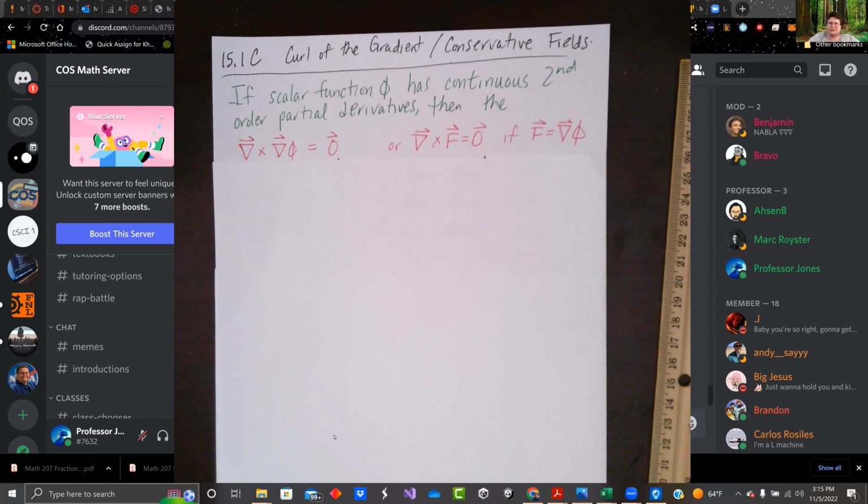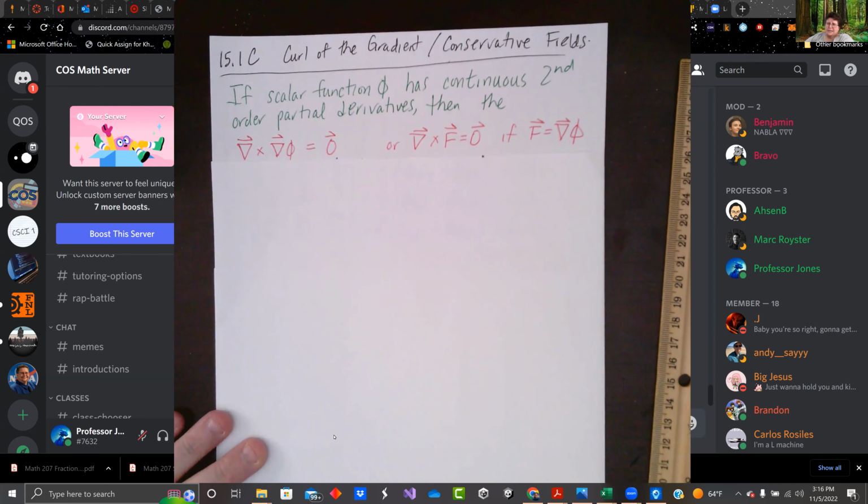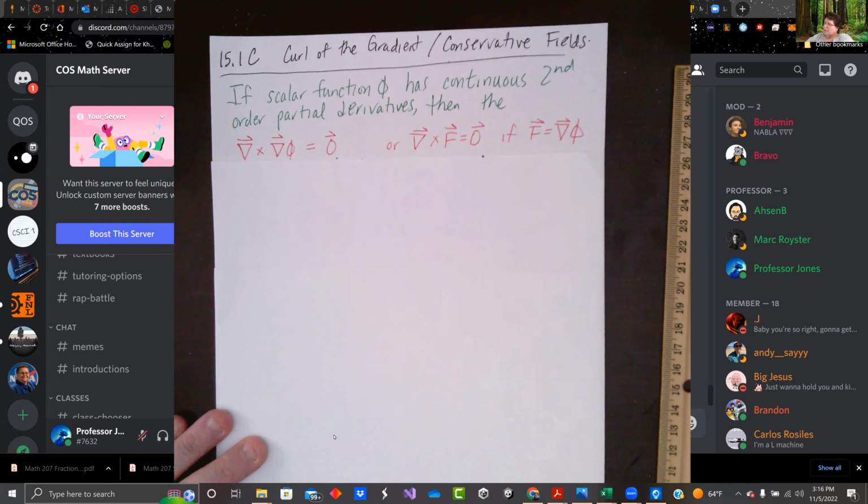Let's look at conservative vector fields and the curl of the gradient. Let's say we've got some scalar function phi that has continuous second-order partial derivatives. Then the curl of the gradient, using the del operator, del cross del phi, or the curl of the gradient of phi, is 0. And if we say F is the gradient of that scalar field, then we've got the curl of F is 0.